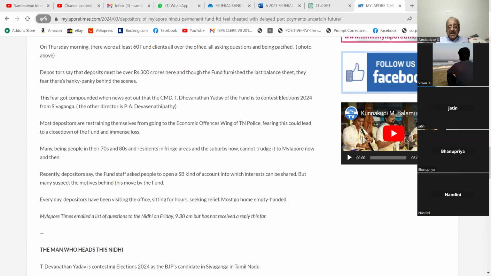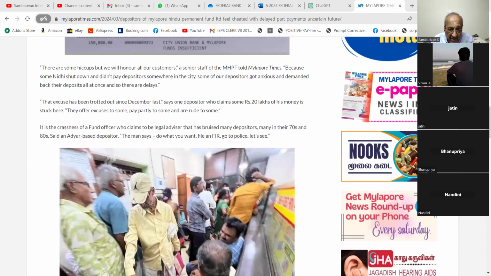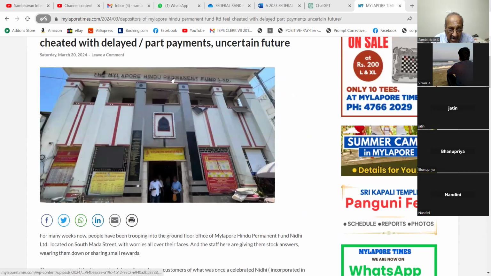So, when a bank goes into liquidation, the depositors will be compensated up to rupees 5 lakh. Supposing there is a depositor having 20 lakhs, he will be given only 5 lakhs. Such a facility is not there in the case of non-banking financial companies like this fund.